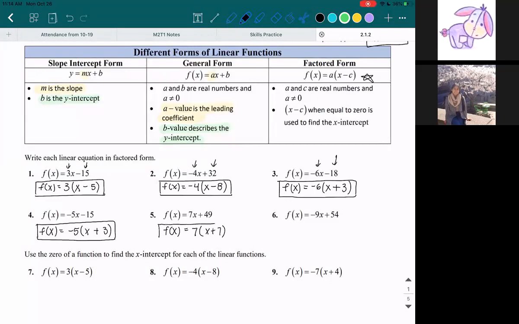Number 5, you should have gotten this. So if you take the 49 and you divide it by 7, you should get a positive 7. That's why we have an x plus 7 over there. And finally, for number 6, you take the negative 9 out, and you should get this. So when you divide positive 54 by negative 9, you should get a negative 6. So hopefully you guys got 4, 5, 6 correct. If not, that's totally fine. Just make sure you correct yourself and ask me if you need any help.